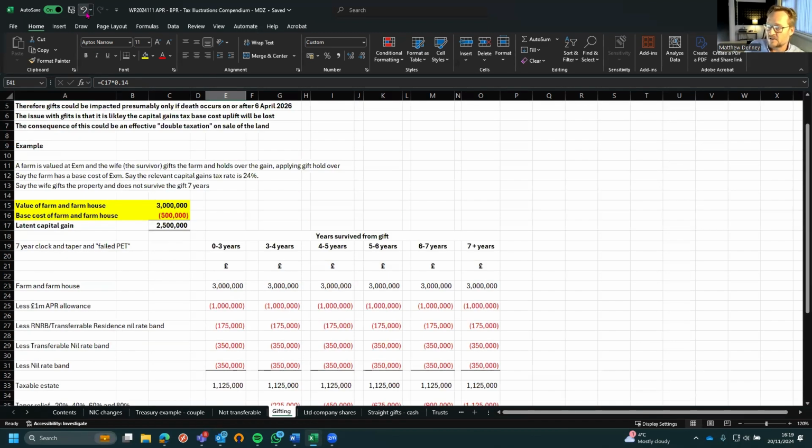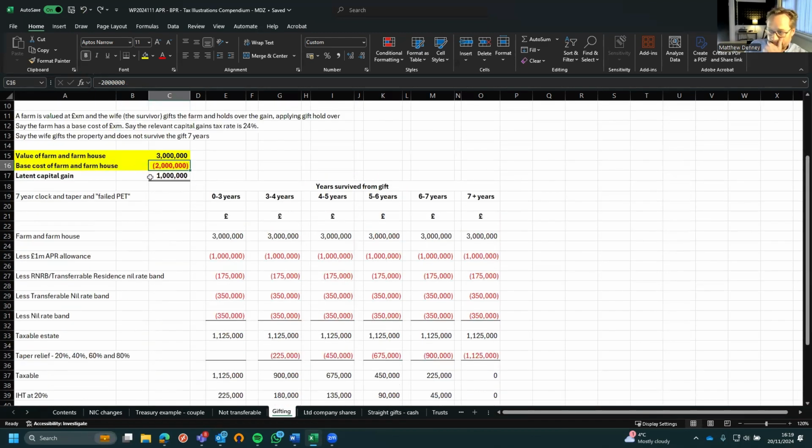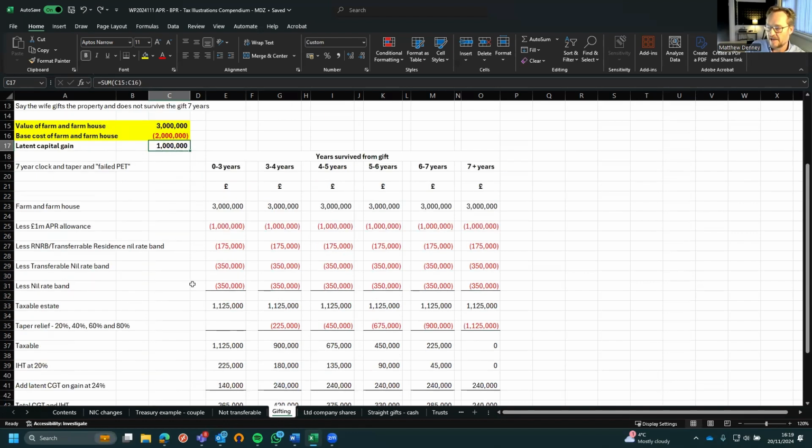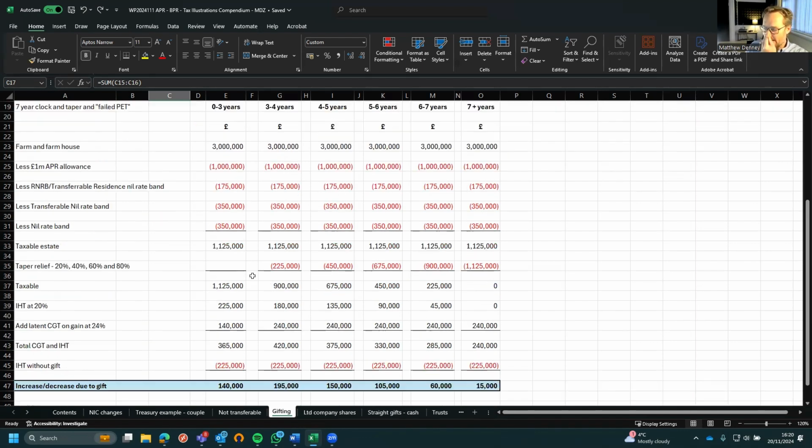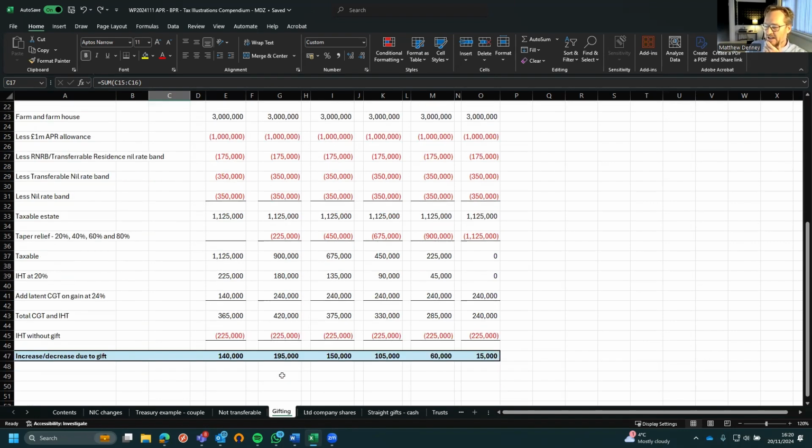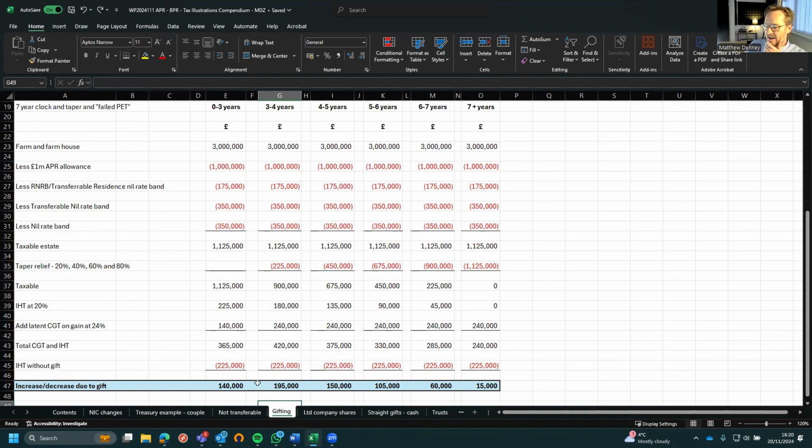I'll turn it back to 2 million. So I've got a £1 million gain. Now, of course, what happens is the inheritance tax tapers after 3 years. So really the purpose of this is to demonstrate that it depends on the figures, but it may never actually get better.